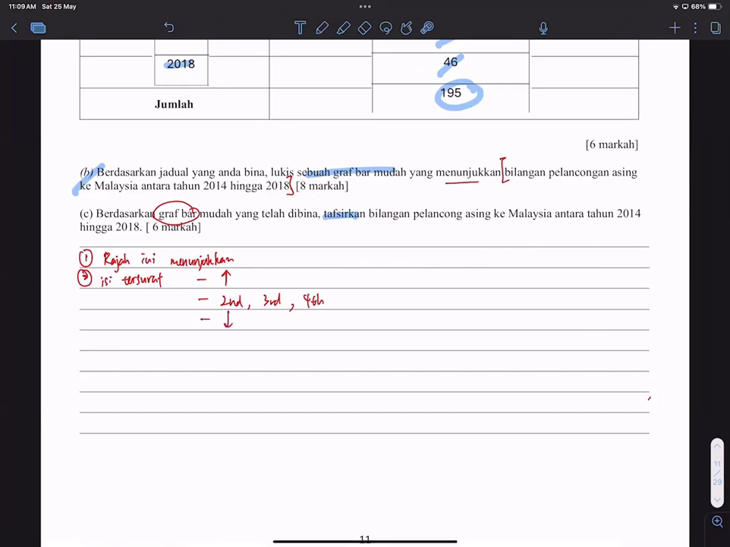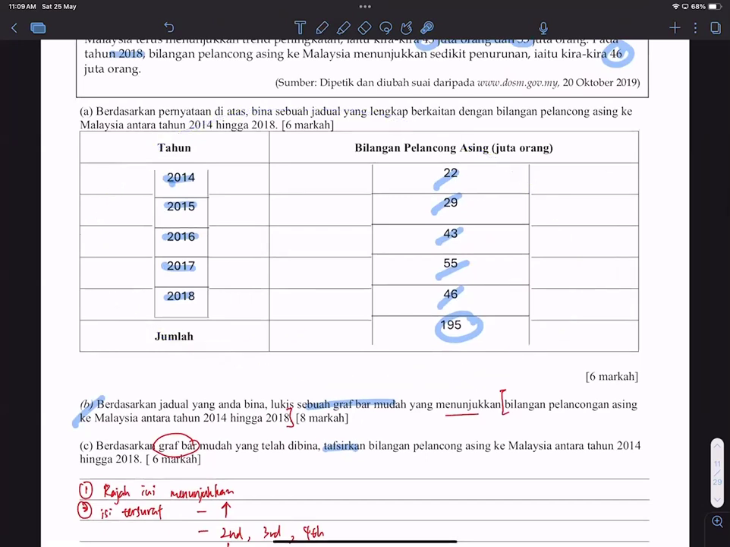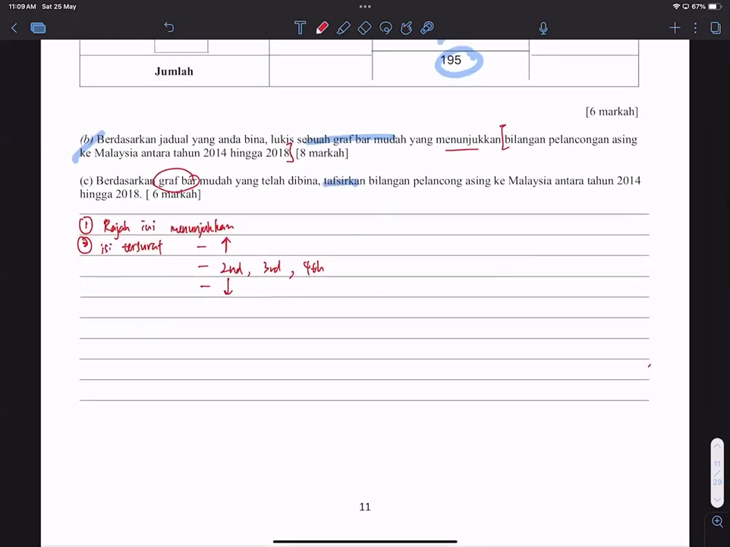So how do we form it? Just from the bilangan pelancong. Highest is 55. So pada tahun 2017, bilangan pelancong asing yang datang ke Malaysia adalah tertinggi, iaitu 55 juta orang. Full stop. Easy 1 mark. Followed by, if you are lazy like me, kedua tertinggi is 2018. I will try to short form it, guys, copy down the keywords. So how lazy am I?